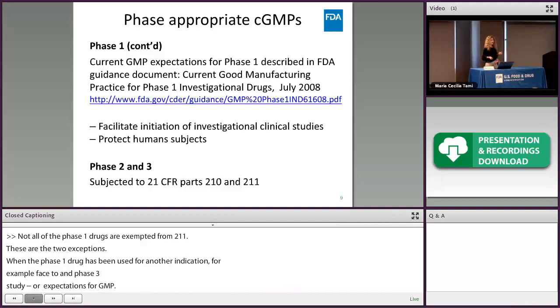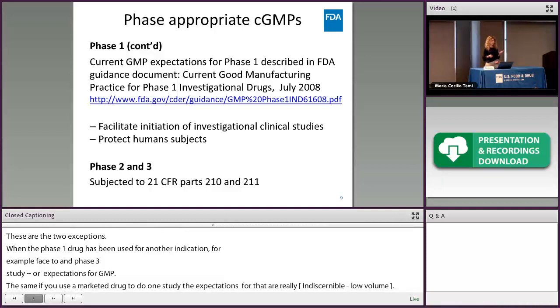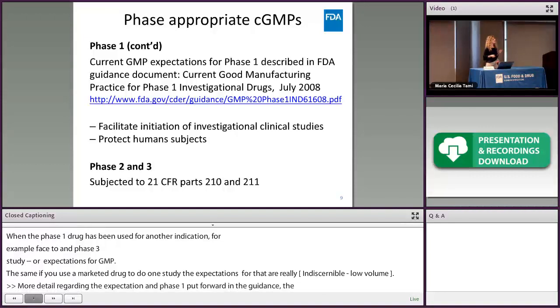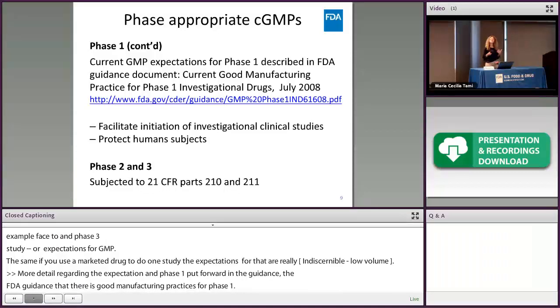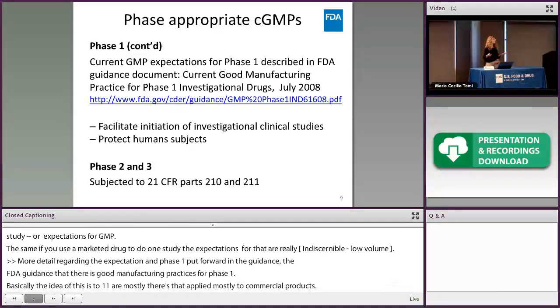More detail regarding the expectations for CGMPs in phase 1 is put forward in an FDA guidance, that is Current Good Manufacturing Practice for Phase 1 Investigational Drugs. It's out there if you want to have a look at it. And basically, the 211s apply mostly to commercial products. And so if we would use that rigor for phase 1, we might never initiate a phase 1. So the idea is that there are GMPs in place that ensure the safety of the human subjects, but also facilitate the initiation of a phase 1.